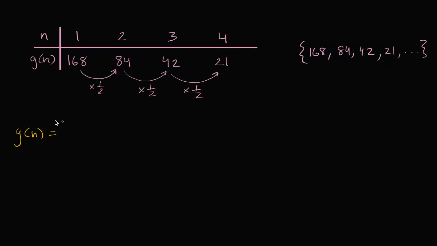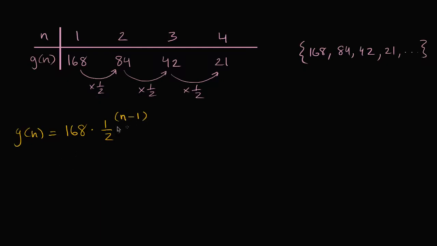Well, one way to think about it is we start at 168 and then we're going to multiply by 1/2 a certain number of times. So we could view the exponent as the number of times we multiply by 1/2. And how many times are we going to multiply by 1/2? The first term, we multiply by 1/2 0 times. The second term, we multiply by 1/2 1 time. Third term, we multiply by 1/2 2 times. Fourth term, we multiply by 1/2 3 times. So it seems like whatever term we're on, we're multiplying by 1/2 that term minus 1 times.